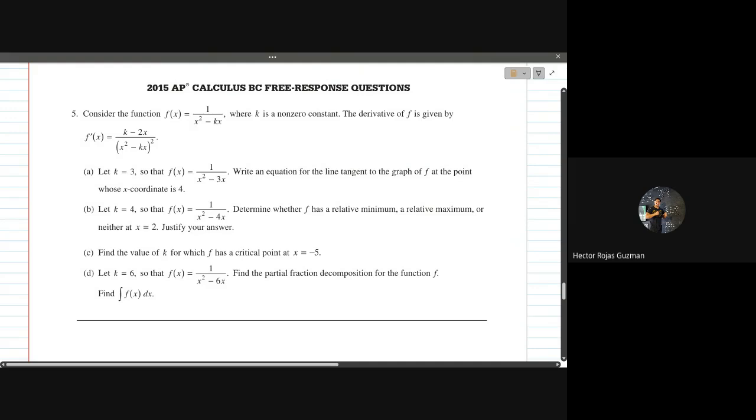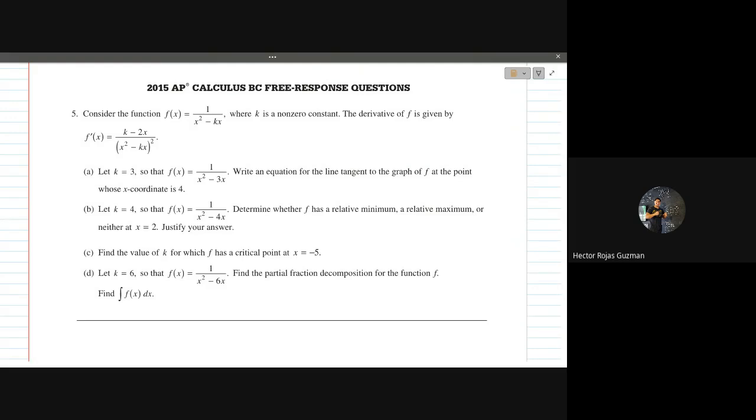Consider the function f of x. k is a non-zero constant. And we're also given the derivative, so you don't have to derive it. For part A, they're telling us that k is equal to 3, and they already plugged it in for us. Write an equation for the line tangent to the graph at the point whose x coordinate is 4.